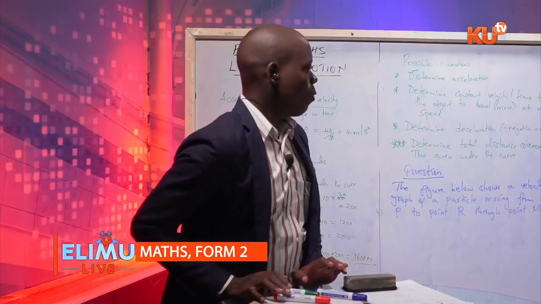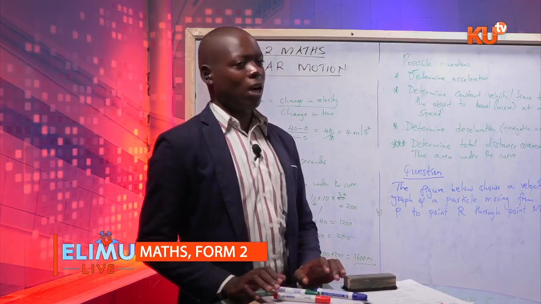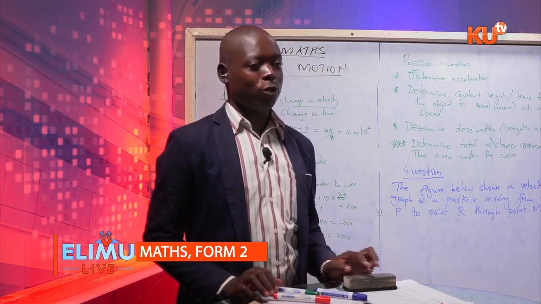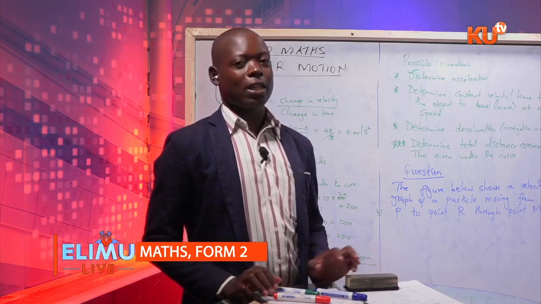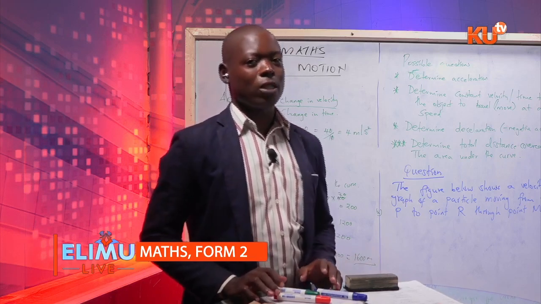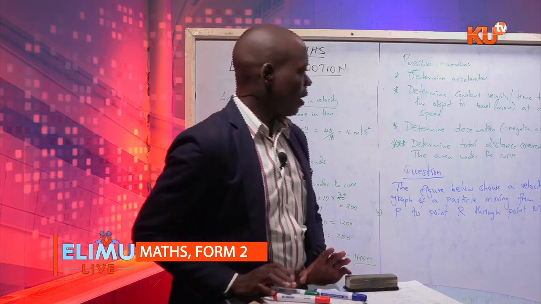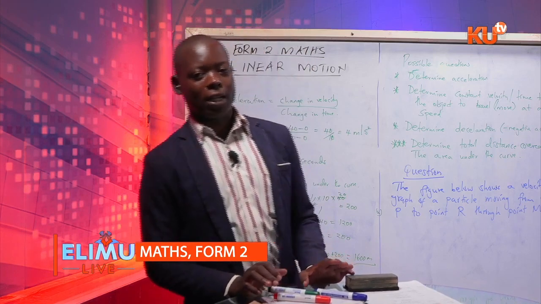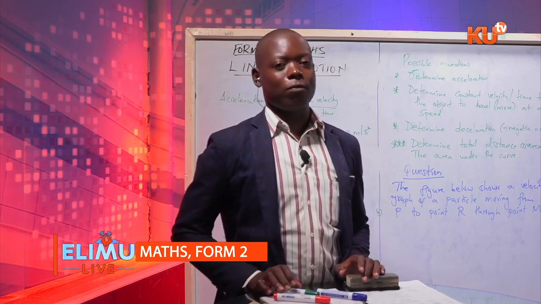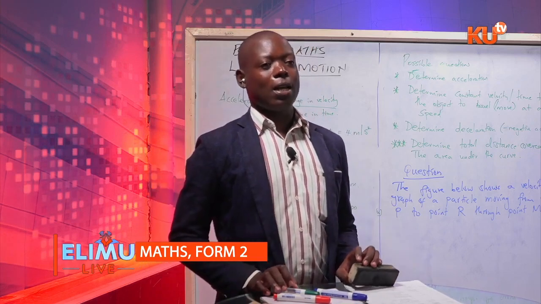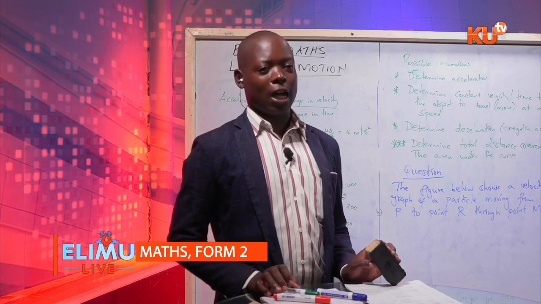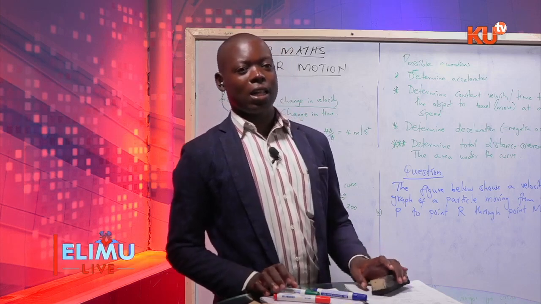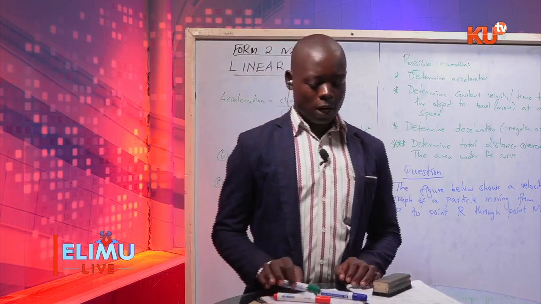So that is how we look at those important areas in linear motion. We've discussed the formulas for distance, speed, and time. Then we've discussed relative speed, and now the velocity time graph. Next time, perhaps we'll be able to discuss the other graphs and see how we work them out.